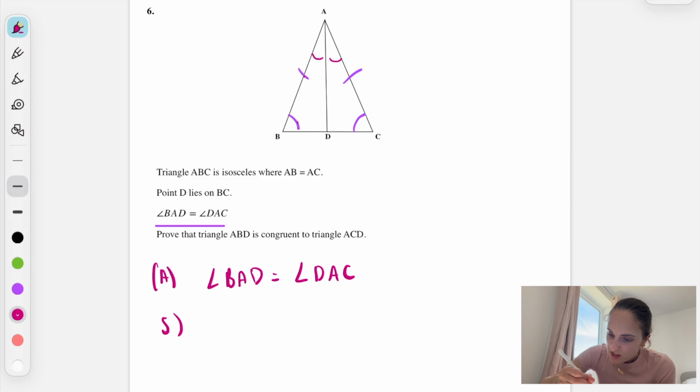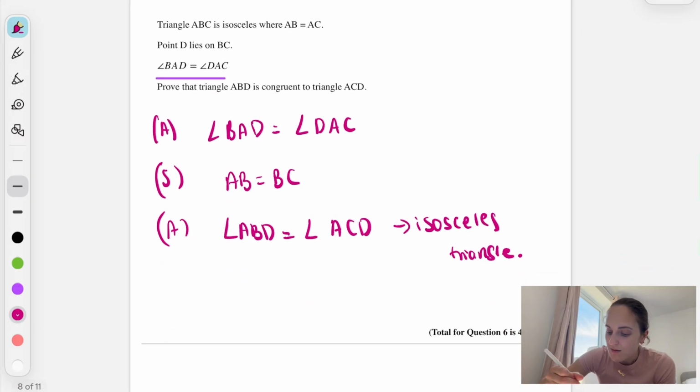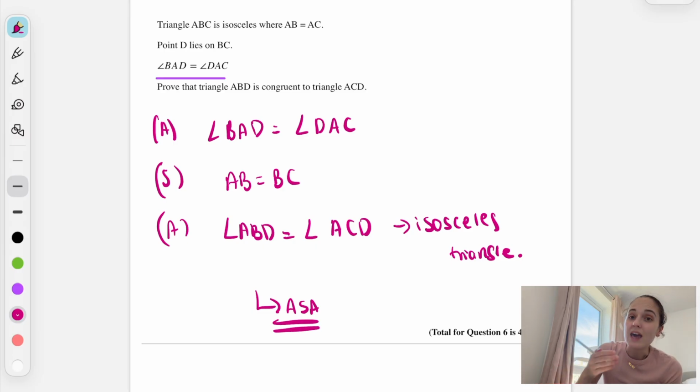I have S, which is AB equals AC, so that's another reason I've been told in the question. And then we have another angle, so ASA, and that's because angle ABD is equal to angle ACD. Again, that's because it's isosceles, so the reason I'm going to give for that is because it's an isosceles triangle. So therefore they're congruent because I have ASA, so it's very important that you write the reason. The final reason down is your ASA or SAS or SSS or RHS or whatever it is. So that is the answer to this question.